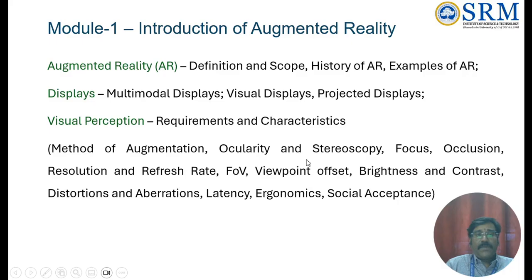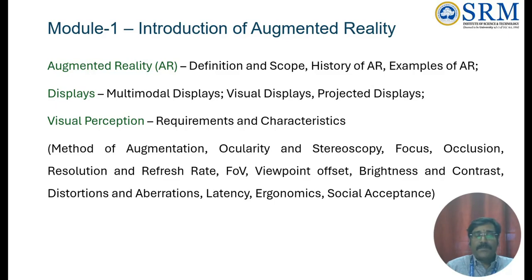Now, the part 1 and part 2 contents covered in module 1, introduction of augmented reality, were augmented reality definition, scope, history of augmented reality, and examples. In display content, multimodal display, visual display, and projected displays were discussed, along with visual perception and the recommended characteristics.